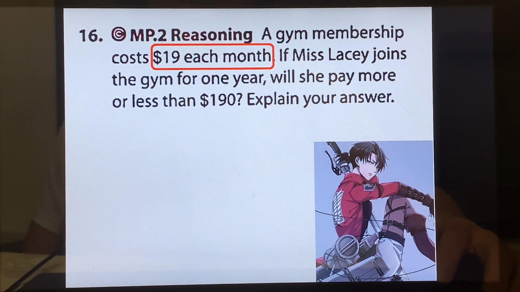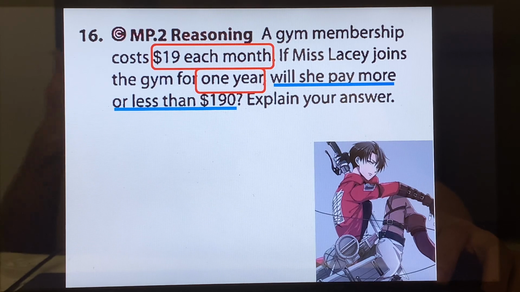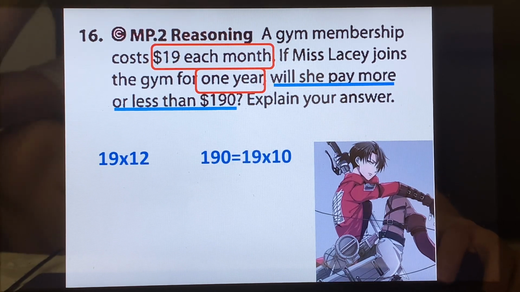16. A gym membership costs $19 each month. If Miss Lacey joins the gym for 1 year, will she pay more or less than $190? $19 each month. There are 12 months in a year. 19 times 12. $190 equals 19 times 10.